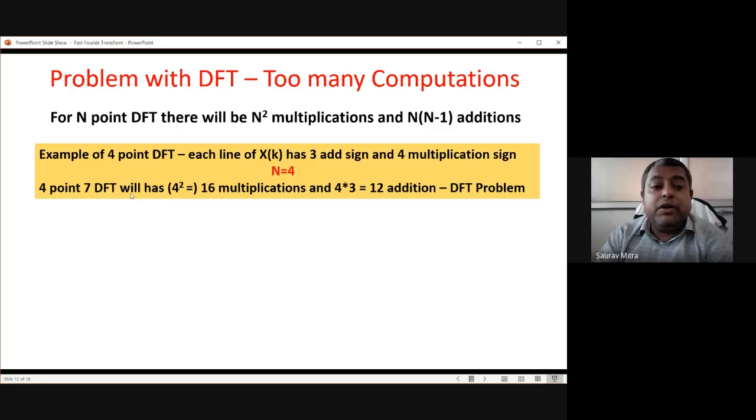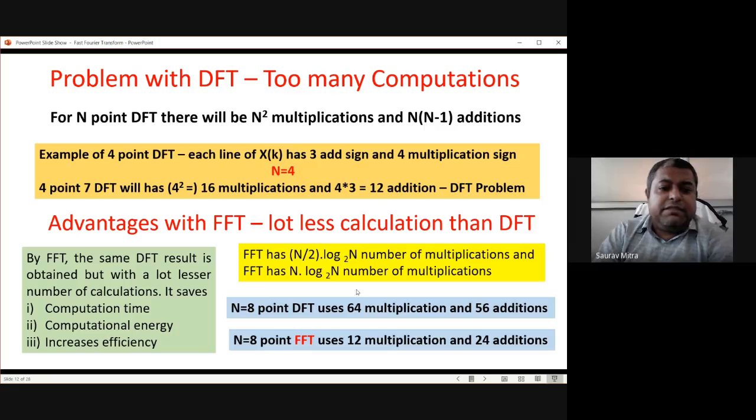Okay, if it is 8-point DFT, in that case, it will be 64 multiplications and 8 into 7, that is 56 additions. So addition is a little less, but multiplication is directly n square, where n is the number of points of DFT. So the advantage with FFT is, if it is 4-point, 8-point, 16-point, you are finding it is small.